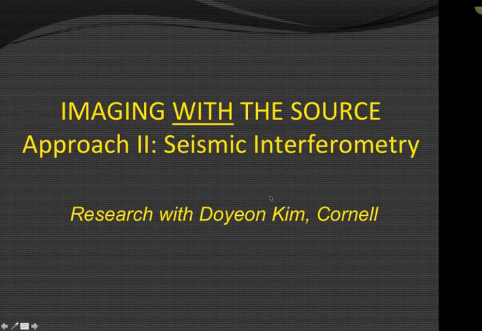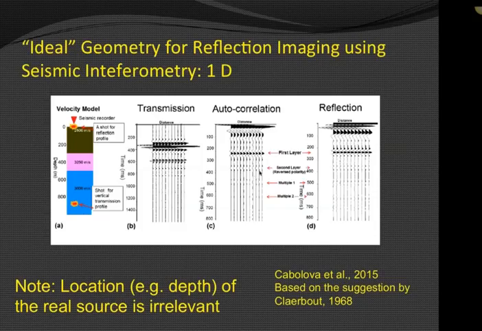Okay? We'll say more than that, and then I want to move on to a second independent approach to doing reflection imagery, and this one is taking advantage of the principles of seismic interferometry. And this is work done primarily by Doyeon Kim, a graduate student at Cornell. Now, many of you are probably familiar with seismic interferometry as it's applied to the study of surface waves in what's sometimes called ambient noise imaging.